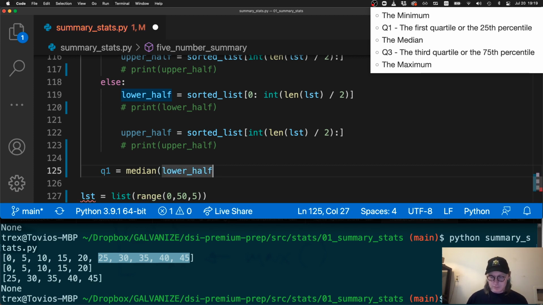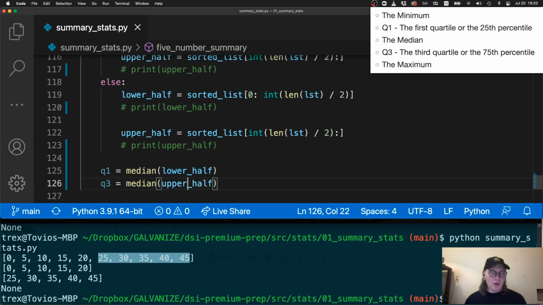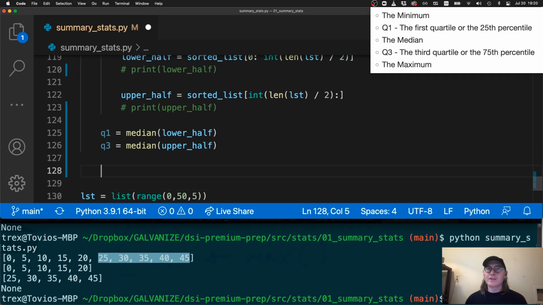If I can not make a typo there. And Q3 is going to be the median of the upper half. Okay, all right, so we have those now, and the only thing this function needs to do at this point is return everything. So what are we returning? We're returning the minimum, Q1, the median, Q3, the maximum.